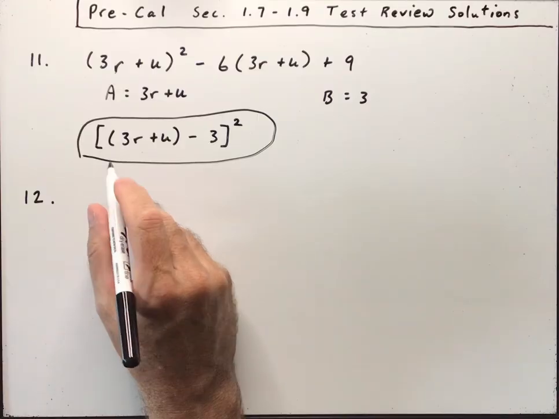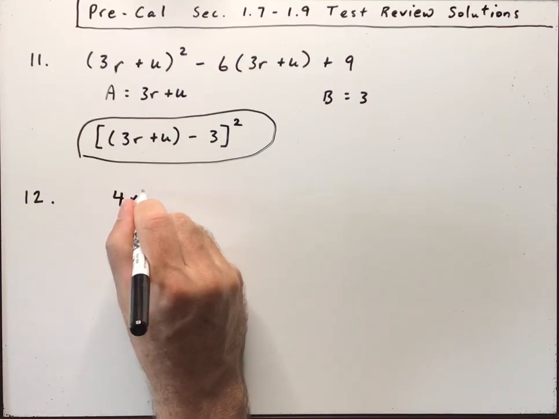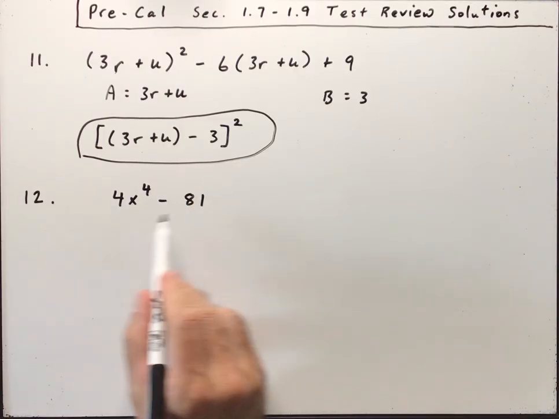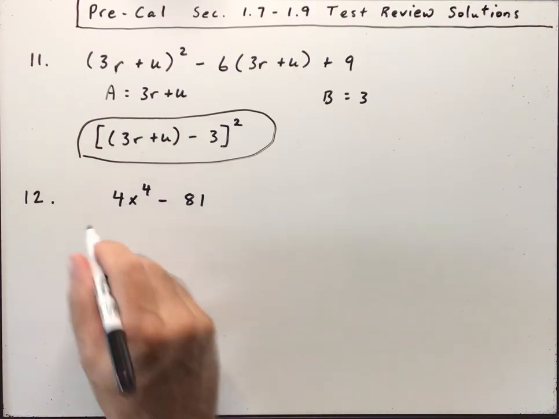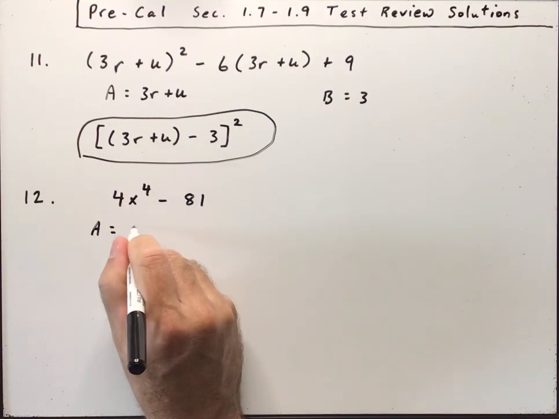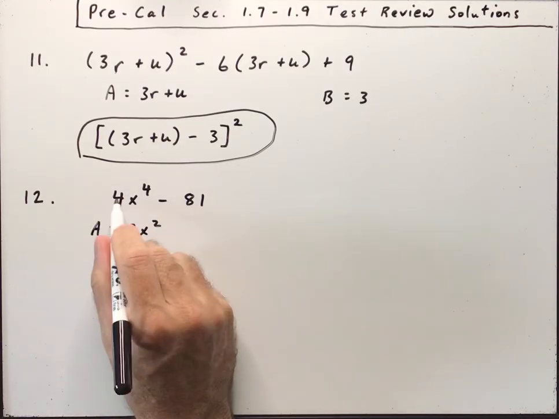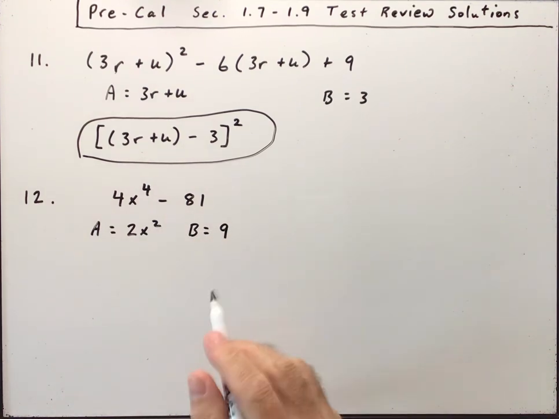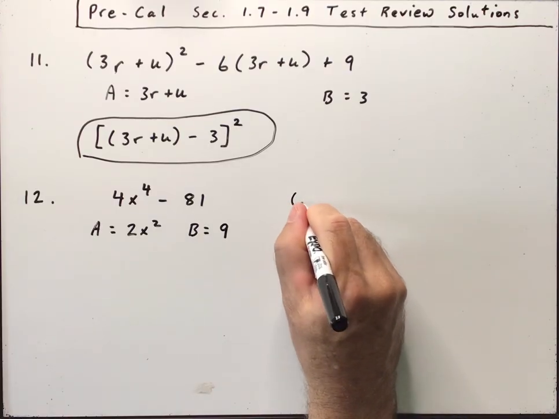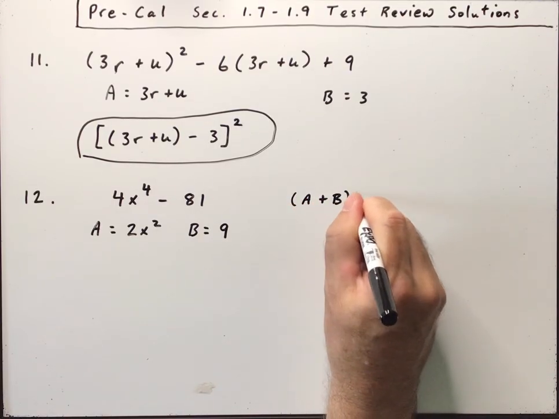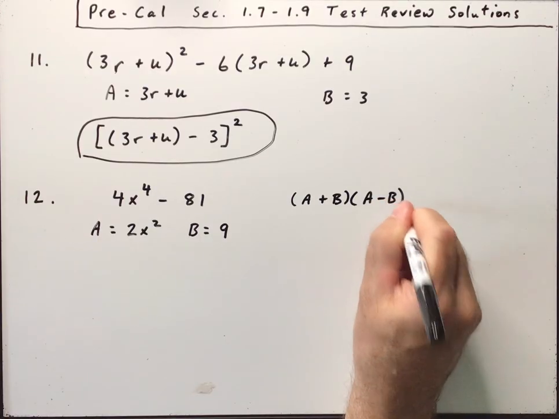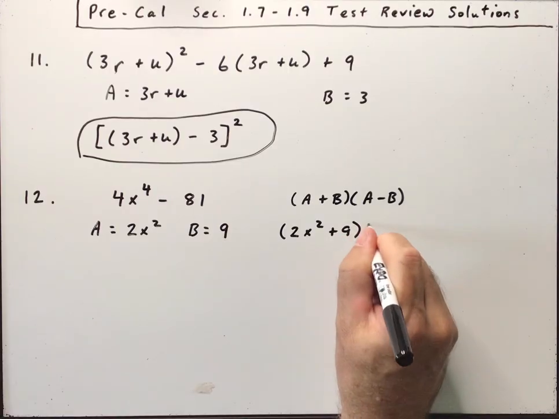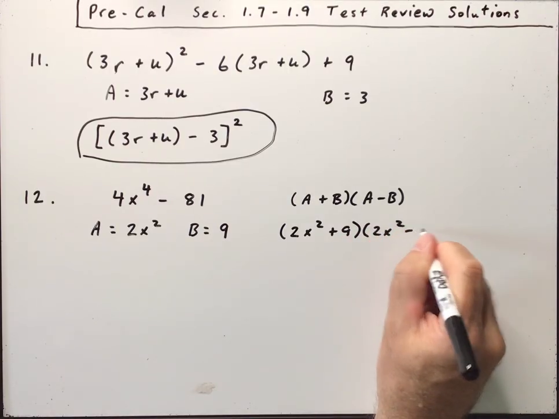Okay, number 12, 4x to the fourth minus 81. This one is the difference of two perfect squares. We have a perfect square here and a perfect square here. So a is going to be 2x squared if you take the square root of 4x to the fourth, and b is 9. So our factoring pattern is a plus b times a minus b. All right, so that's going to be 2x squared plus 9 times 2x squared minus 9.